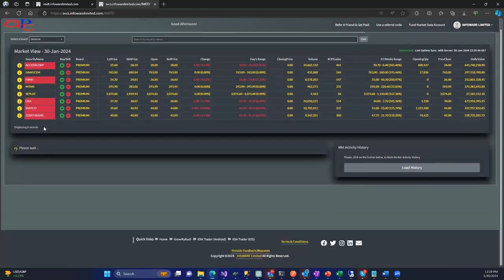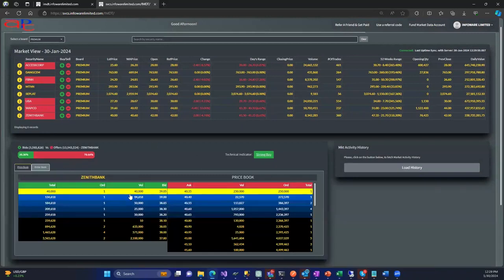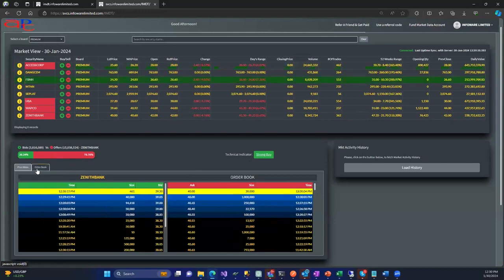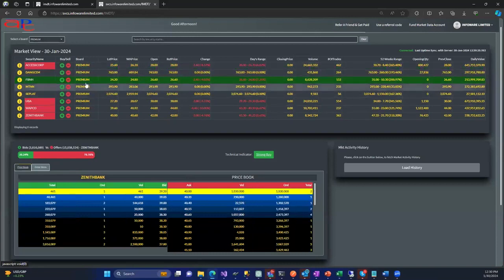So if I click on Zenith Bank, for example, I'm looking right now at the bid offers. It's red already. Red means that as of today, Zenith Bank is trading lower than it was yesterday. And it shows that there's more selling pressure as of today, 80% to 19%. This is just to give you a very quick indicator. You can see the bids and the offers right here. For those that understand this, you can either look at it from a price book perspective, or click on this to see it from an order book perspective, and you can see this stuff blinking.